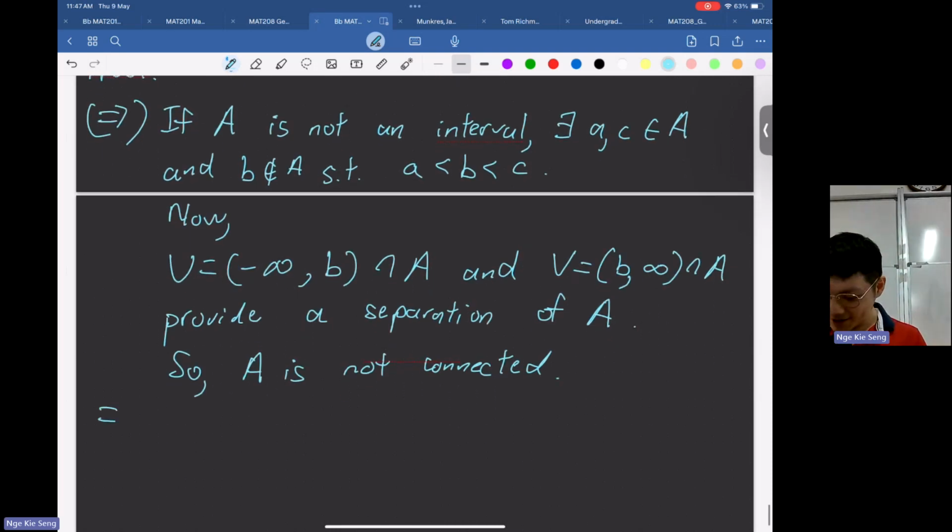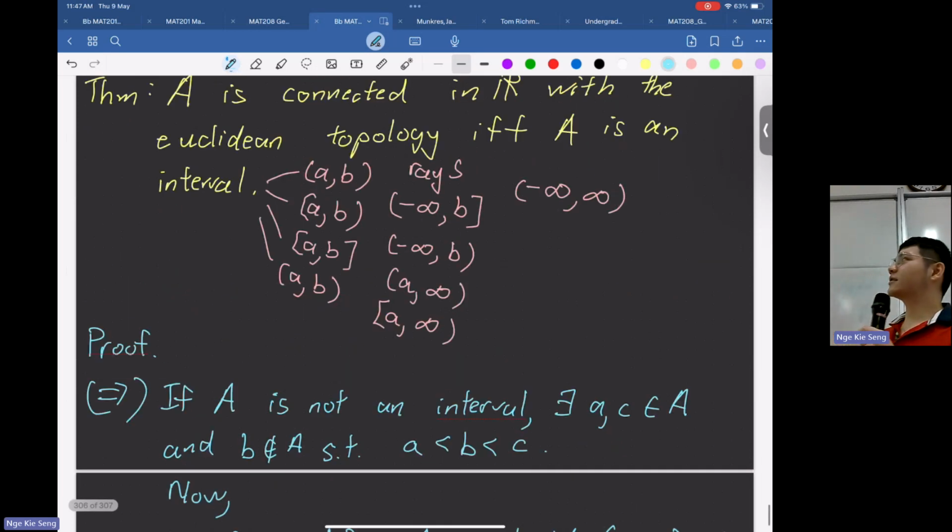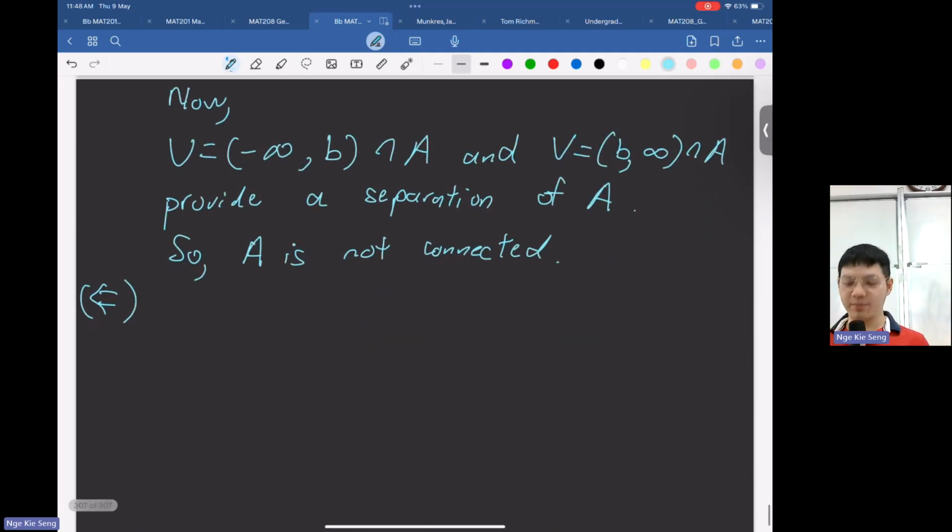Okay. So next, we prove the other direction. Suppose it is an interval, meaning any one of these things. Suppose it is any interval, and then we want to show that it is connected. Meaning what? There's no separation. So we use contradiction. Suppose there's one, and then see if we can derive a contradiction.